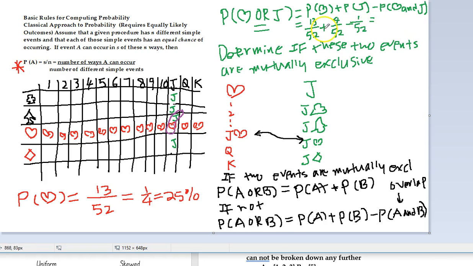So that will be 13 plus 4, which is 17, and 17 minus 1, you get 16. So 16 out of 52. Let's find out what the decimal is for this one, then we'll find out what the probability is. So that will be 16 divided by 52, which is about 0.307. So it's around 31%. So there is a 31% probability that you can pick either a heart card or a jack card. So we call this a not mutually exclusive problem.